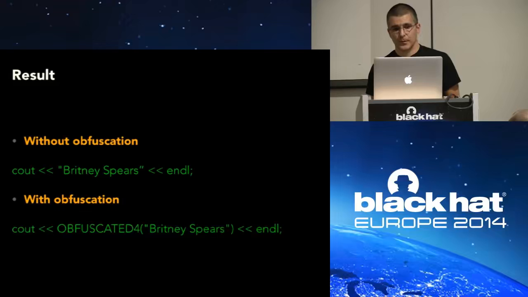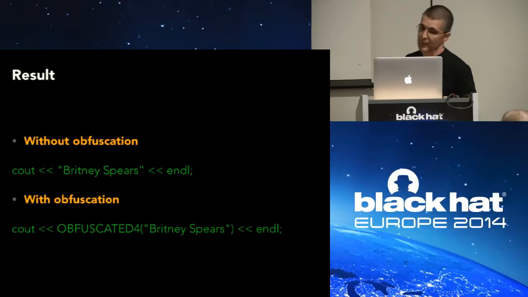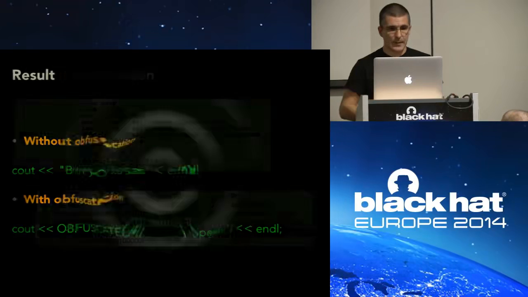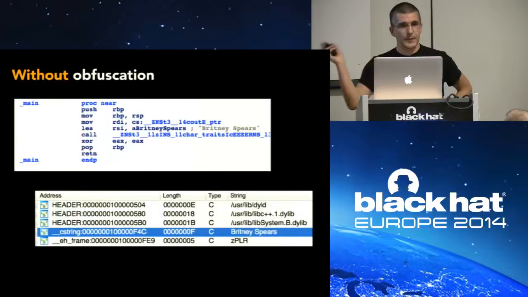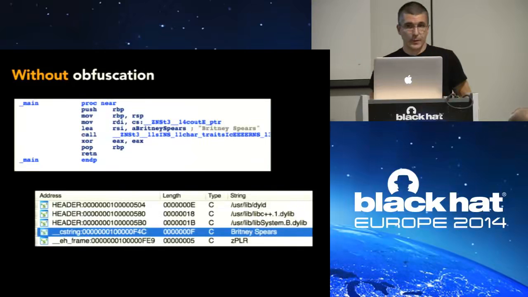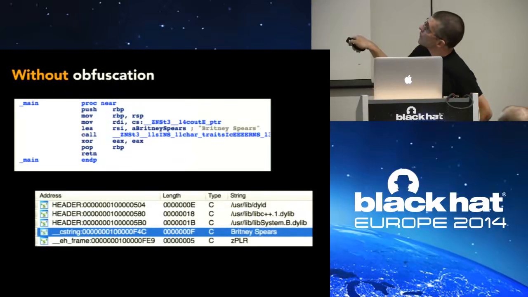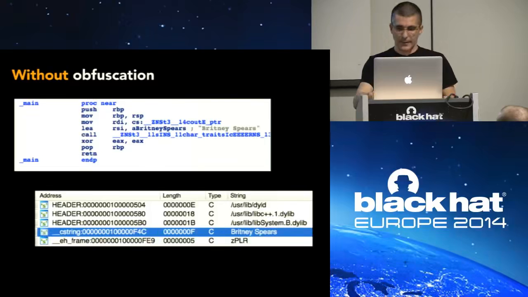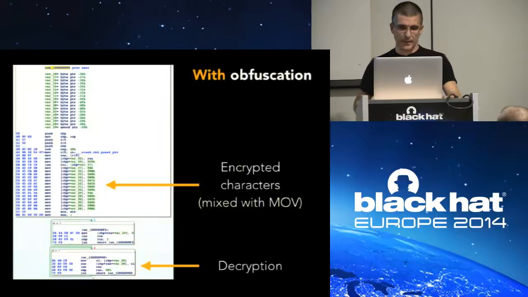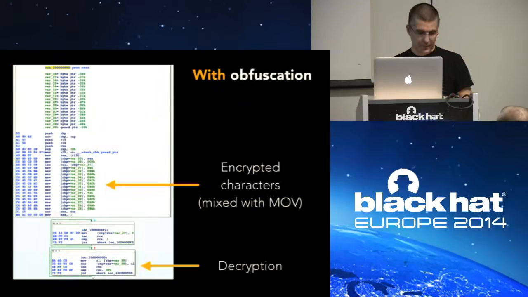And I will now show you the result. So I've written a small program with just this. This is without obfuscation, and this with obfuscation. Yes, it's big enough, I think. So this is without obfuscation. Of course, in the binary, you have the original string, and you see it's just making a call, nothing special. And if I look, maybe I can magnify.